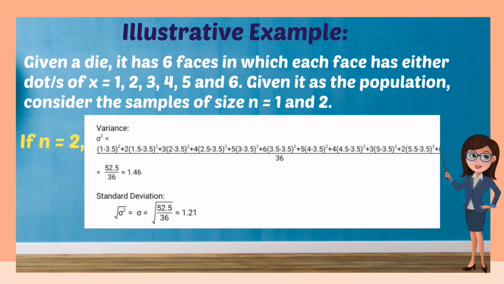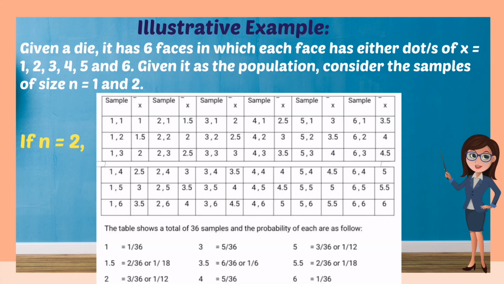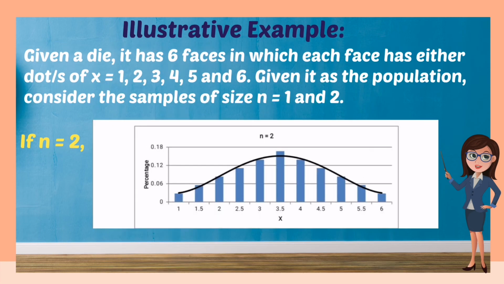So after getting the mean, variance, and the standard deviation, let us have the sampling distribution of the mean. In this table, it shows a total of 36 samples and the probability of each sample. So based from the sampling distribution of the mean table of n is equal to 2, you can see that the population mean and the sample mean are just the same, which is 3.5, and it shows a variance of 1.46 and a standard deviation of 1.21 approximately.